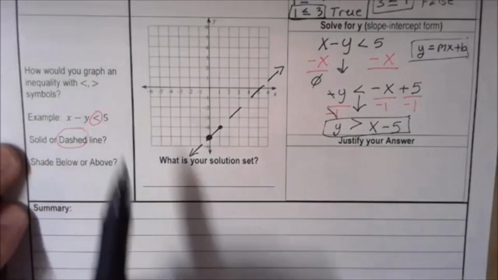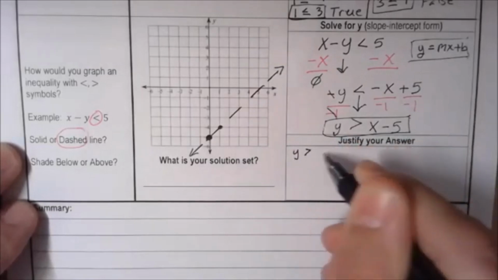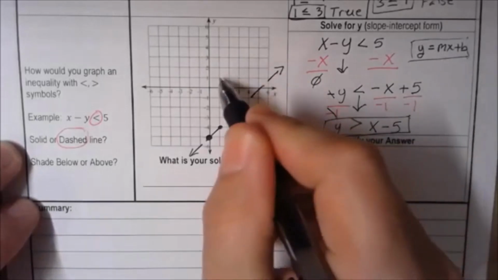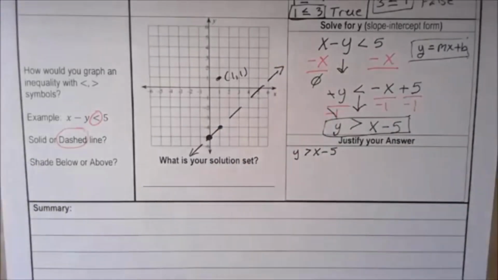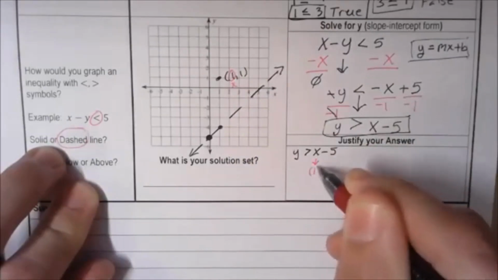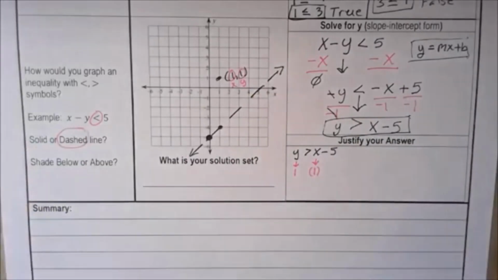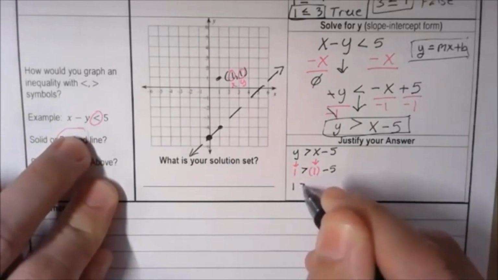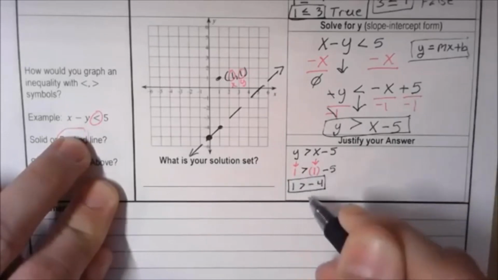Alright, so let's go ahead and we're going to write this equation down here. Y is greater than x minus 5. And let's see, I'm going to pick my favorite point, 1, 1. We're going to test it. So when I test that, I'm going to write my x value of 1 in place of this x, and my y value of 1 in place of this y. So what I end up with is 1 is greater than 1 minus 5. If I do the math, 1 minus 5 is going to give me negative 4, and that is a true statement.